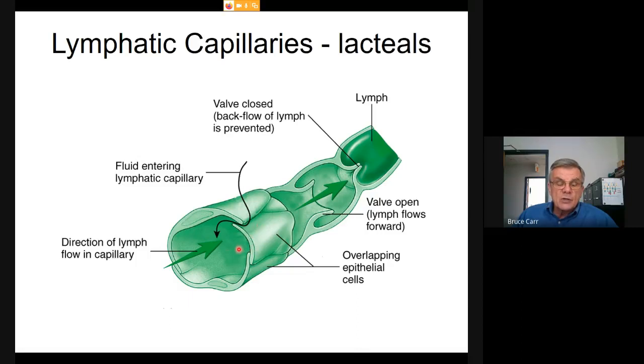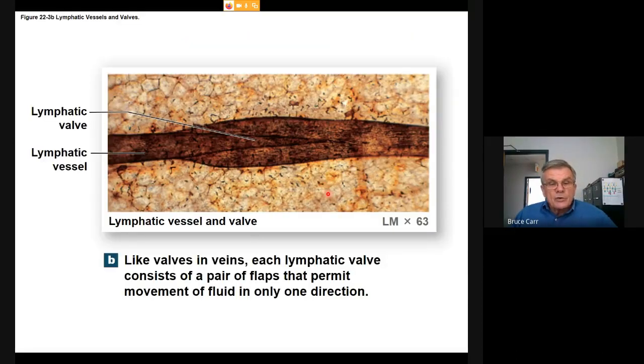Squeeze this chamber, and you move the lymph to the next chamber. Squeeze that, and you move to the next one. Wherever lymph is accumulating, the lymph vessel gets larger, and consequently, smaller pressures will move the lymph along. Here's an actual micrograph showing you this.